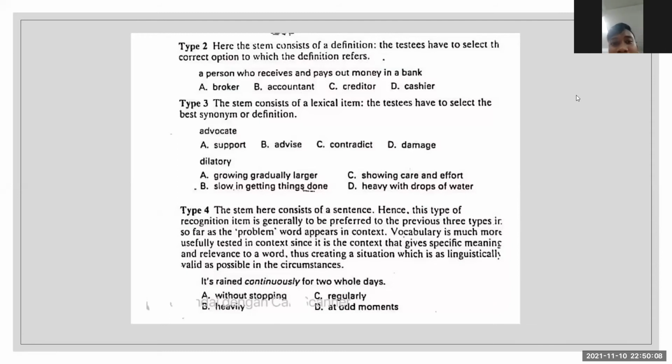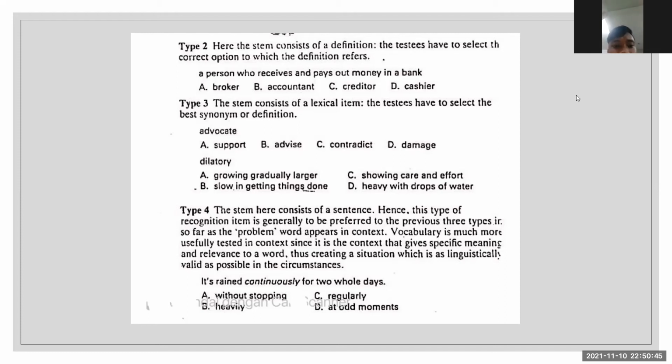And for type 2, here the stem consists of a definition. The testees have to select the correct option to which the definition refers. Type 3, the stem consists of a lexical item. The testees have to select the best synonym or definition.